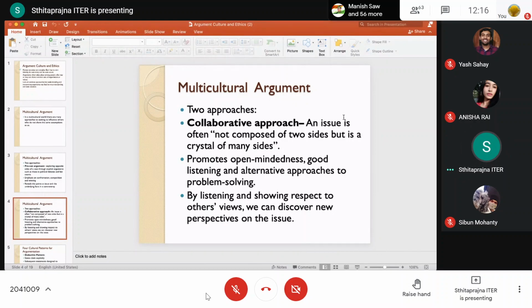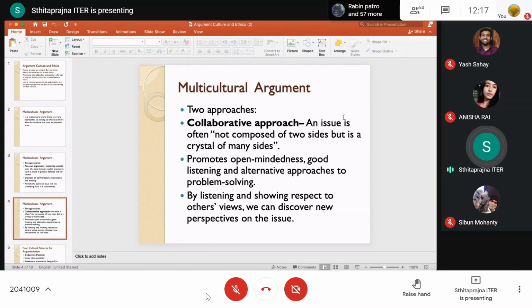That's what the Greeks believed, the ancient Greeks believed, and also the ancient Indians believed. So we always appreciated and encouraged a process of dialogue, and dialogues are more democratic. So collaborative approach is an offshoot of your dialectical perspective of argumentation. Because this encourages listening to the multiple perspectives of an issue or a problem.